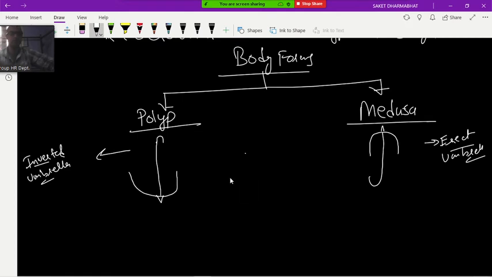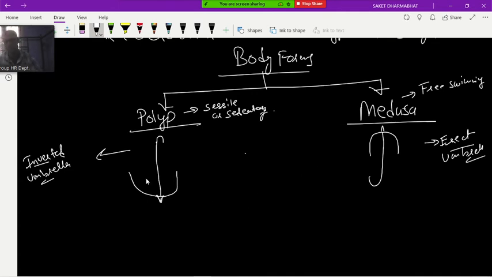Now tell me, if you keep the umbrella inverted, can you take it from one place to another? No, because this pointed structure will be inserted inside the soil. So that's why polyp forms are always sedentary or sessile. But in the medusa, this type of umbrella you can hold in hand and go from one place to another. So this is free swimming or free living, free moving. That is medusa. Clear up to here?